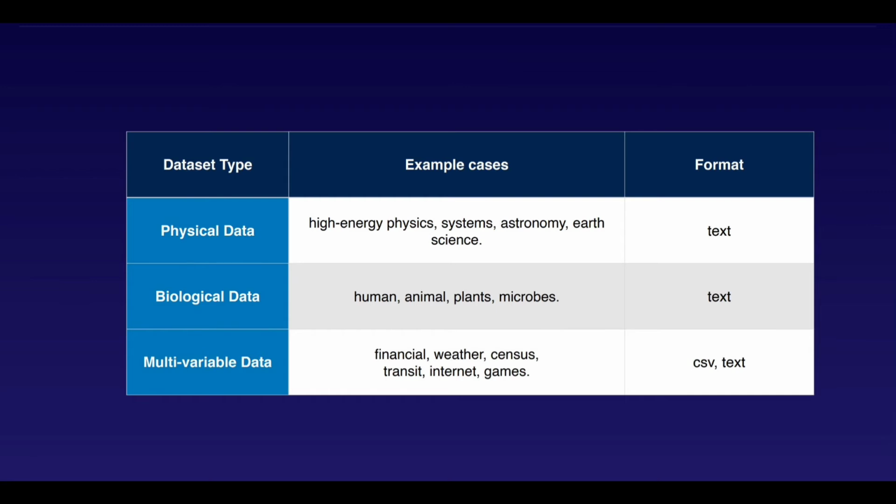We can also have biological data, and this is the information about humans and animals and plants and microorganisms. And finally, most other data falls into the multivariable data, which is things like financial data, weather, census data, transit information, internet, and games. And these can be in several different formats, but we typically see them in the CSV or text. So, here are just a few examples of different types of data, what they look like, what they might consist of, and the different elements that make up our data.